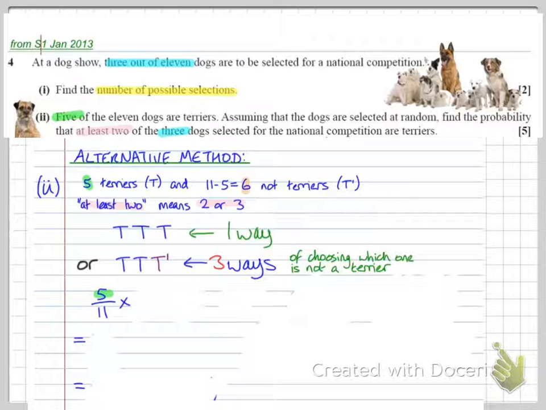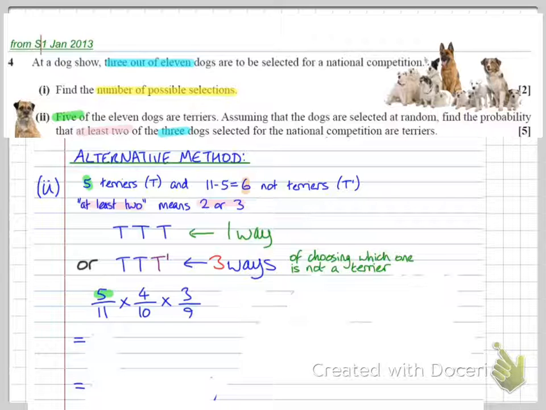Now, looking at the probabilities for the 3 dogs all being terriers, first of all, we've got 5 terriers out of 11 dogs, and, so multiply, we want another terrier. We've only got 4 terriers left, and we've only got 10 dogs left, so that's 4 out of 10. So for the final dog, we've now got 3 terriers left out of 9 dogs left. So that's the probability of getting 3 terriers.